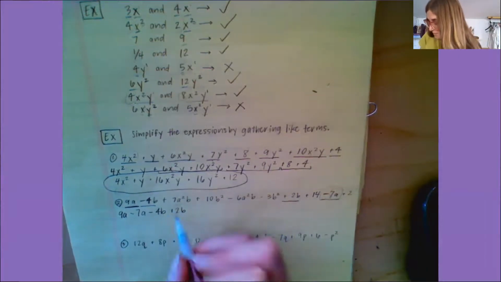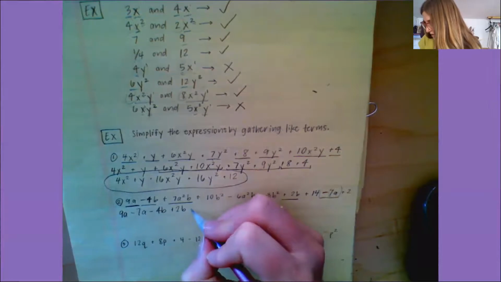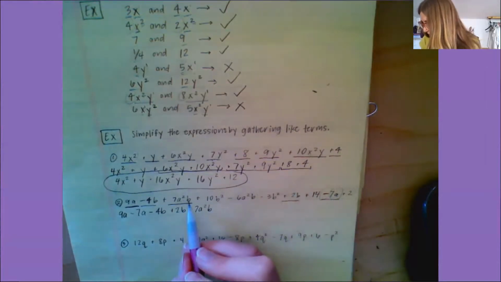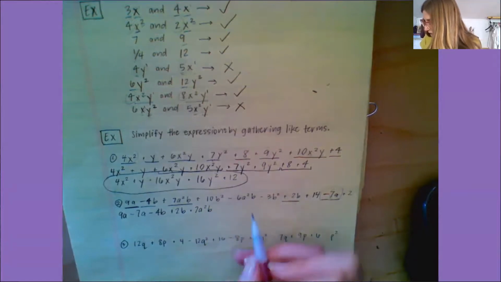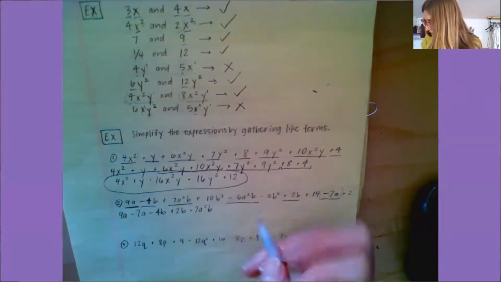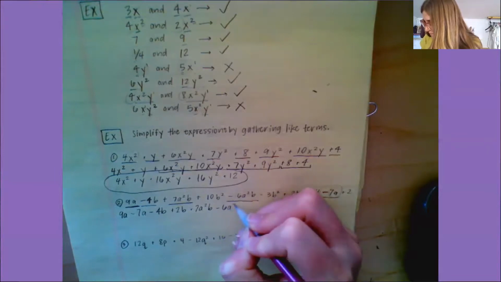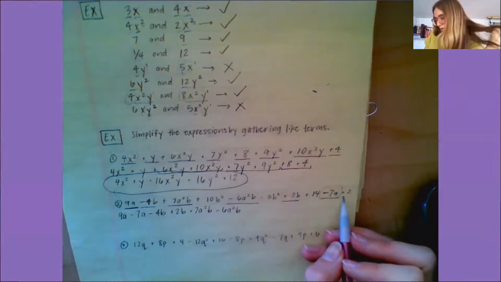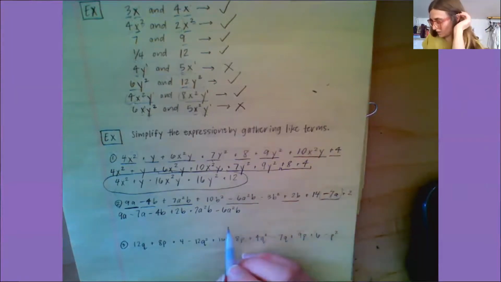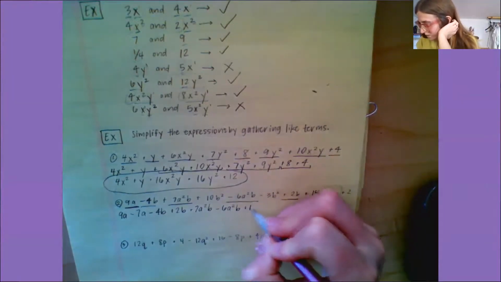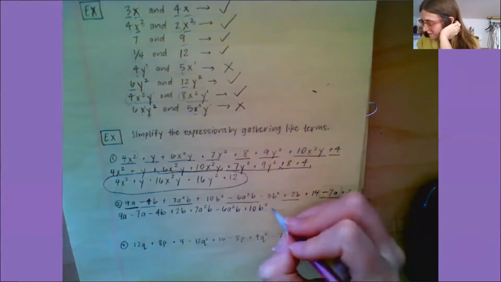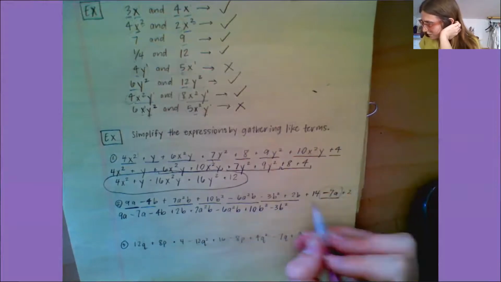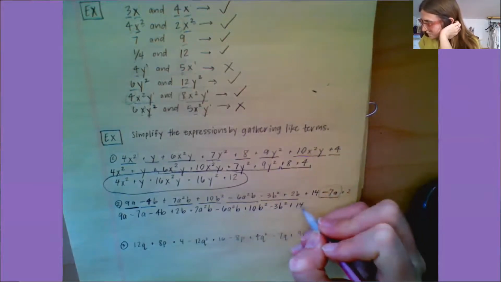Move on to 7a squared b plus 7a squared b. Do I have any other a squared b's? Not there. Aha, but I do there. So minus 6a squared b, minus 3b squared, plus 14 plus 2. Okay, so now I have 10b squared minus 3b squared. Okay, and then plus 14 plus 2.